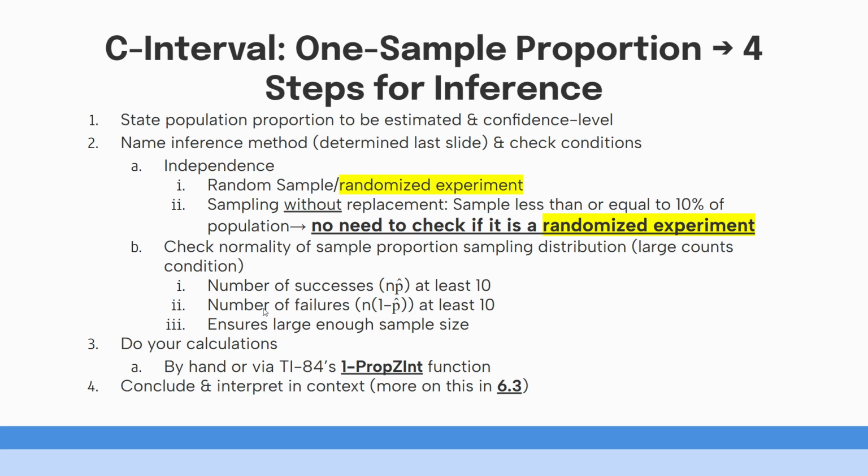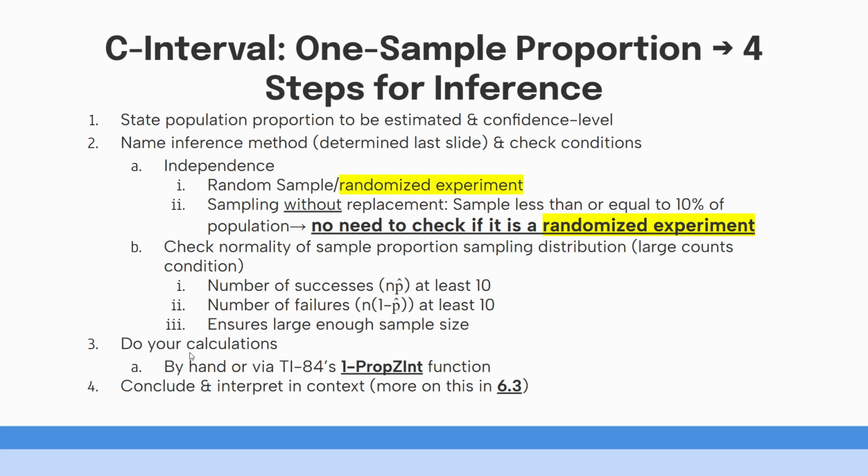The second one is the number of failures, which is simply the sample size times 1 minus the sample proportion, the chance that the person does not have a specific characteristic, is also at least 10. By checking this, you ensure that the sample size is large enough, and therefore the sampling distribution will be normal. So you have to check this. Then the third step is you have to do your calculations.